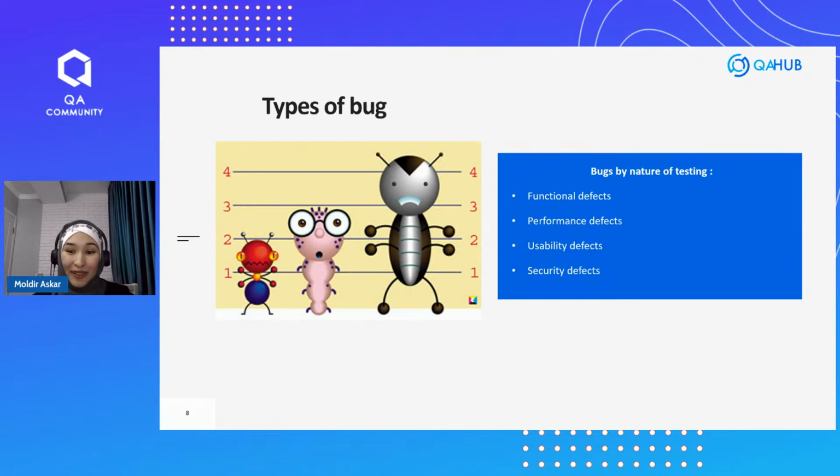The third type is usability defects. These bugs are errors that occurred while designing the user interface, so the user interface is not effective, which means the user cannot do what he or she wants to do.